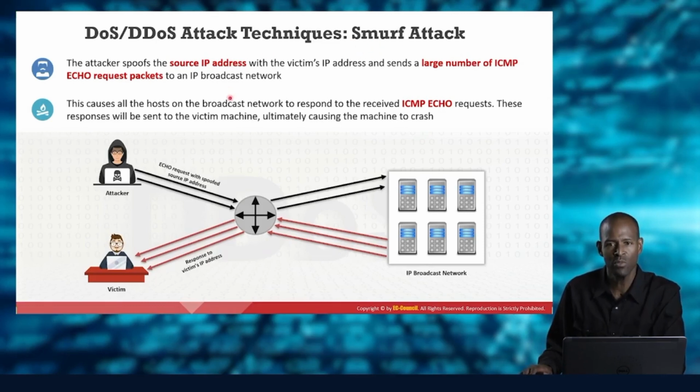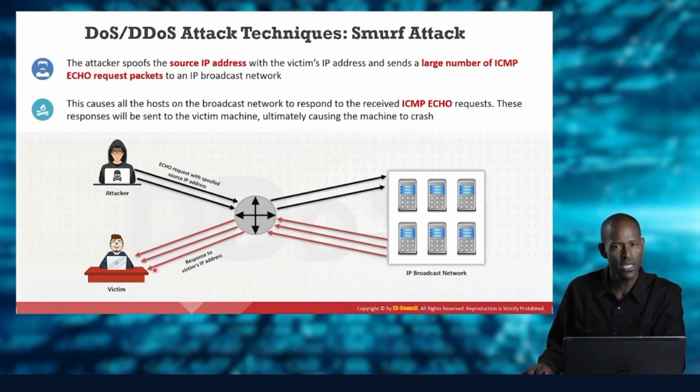What happens with a Smurf attack is that the attacker, again using ICMP, sends a bunch of echo requests. But the attacker is spoofing the IP address of the target, the victim, and sending all these echo requests to a huge number of computers. And then when these computers reply, guess what they reply back to?